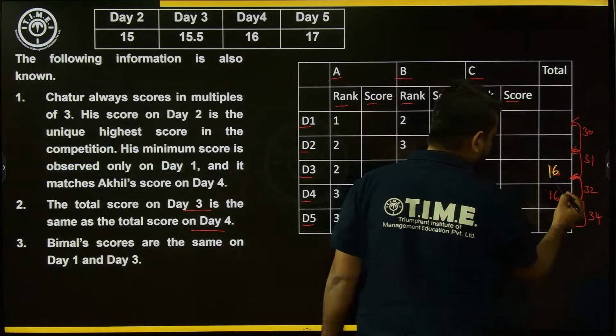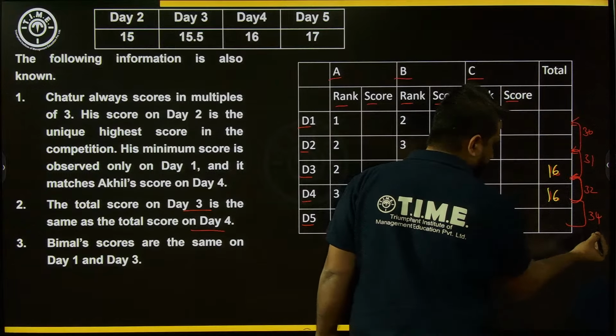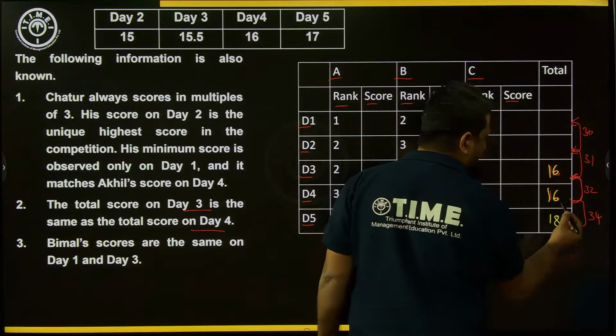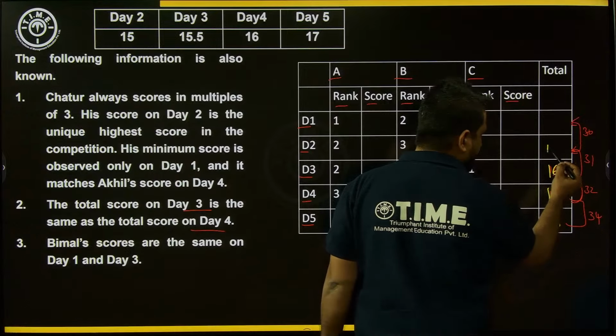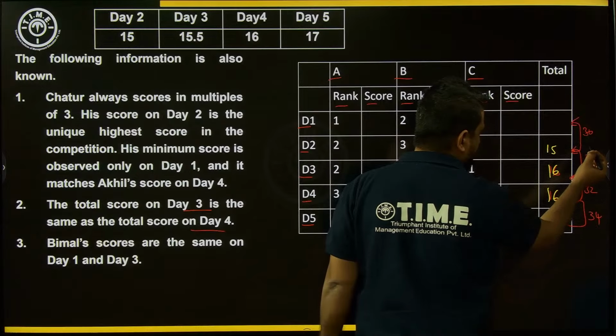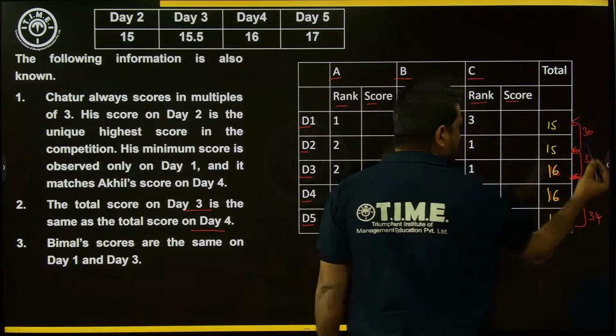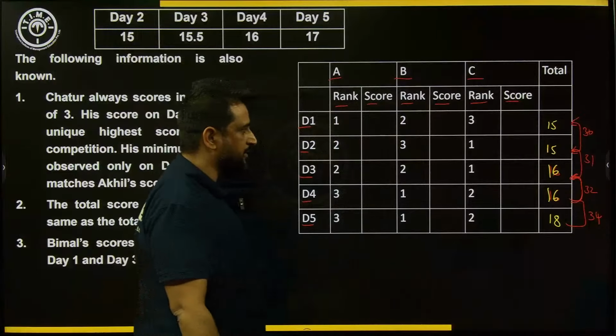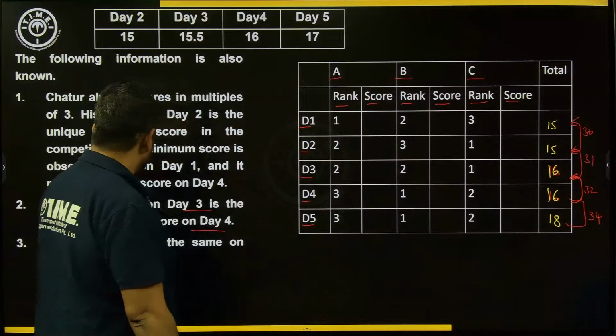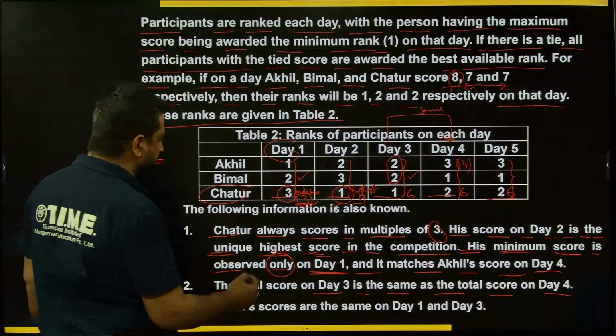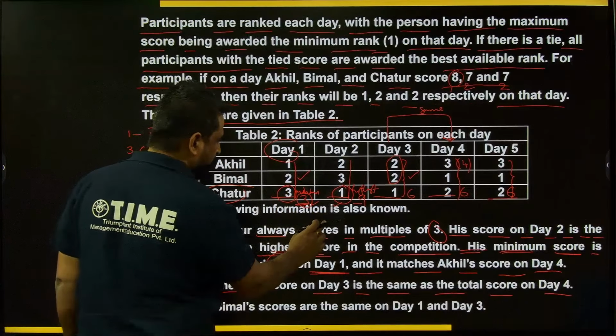So this is 16 and this is also 16. So 16, 34, in order to get 34, it should be 18. And in order to get 31, it should be 15. And in order to get 13, it should be 15. So we got the total numbers 15, 15, 16, 16, 18. Fine.